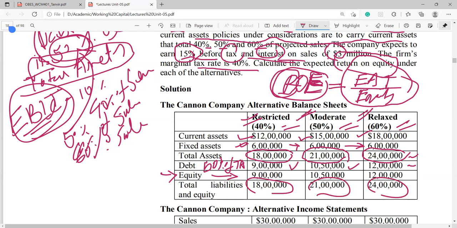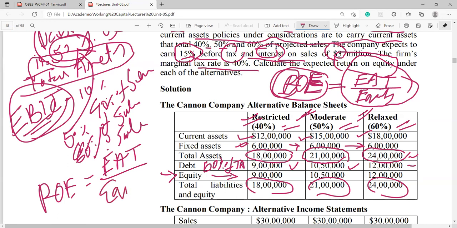Now you have to calculate. You have already determined equity. Again, return on equity. What is the formula? Earning after tax divided by equity. You have already calculated equity. What now is our job? What do we have to determine now? Earning after tax.